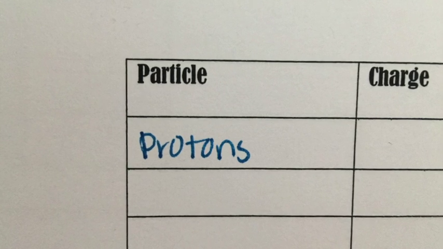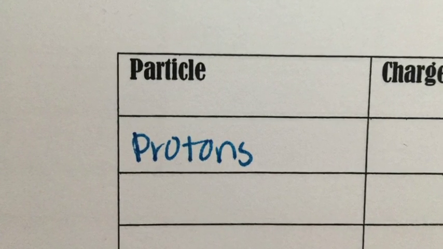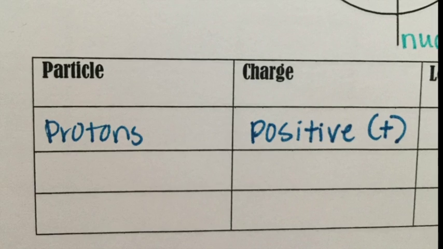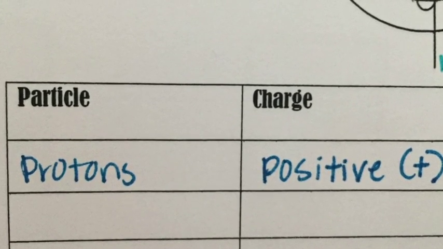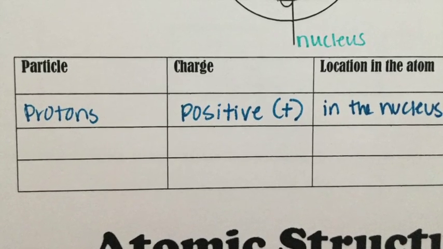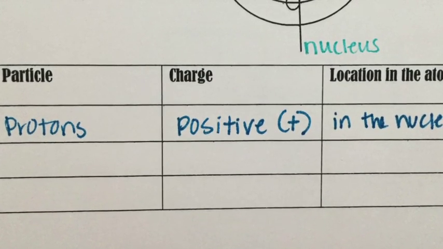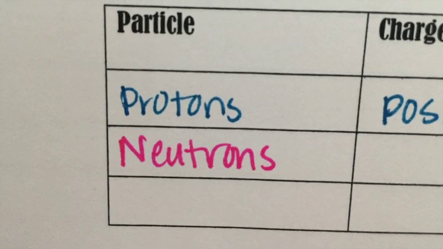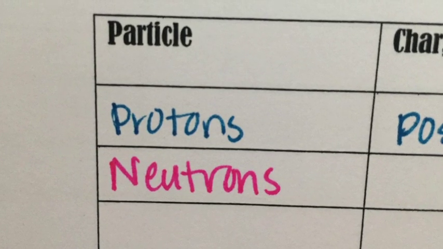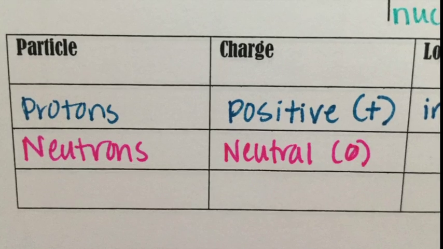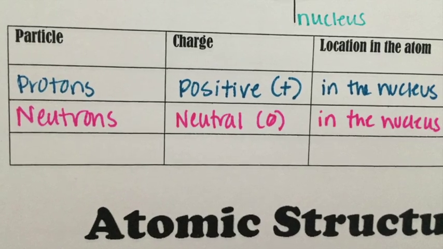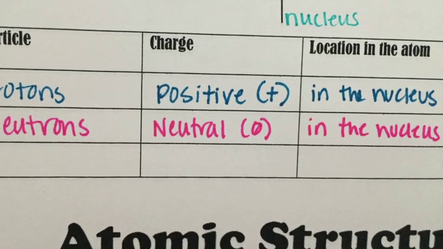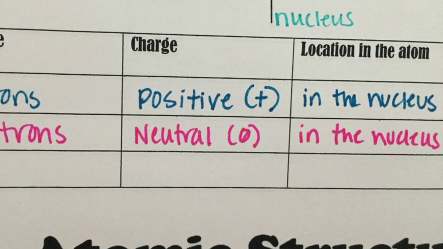So most of this table should be review, going over each of the particles. Our first particle is a proton. Protons have a positive charge, and protons are located in the nucleus of the atom. Next, we have our neutrons. Our neutrons have a neutral charge or zero charge. And neutrons are also located in the nucleus of the atom.